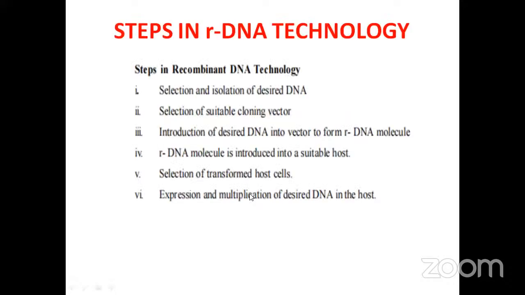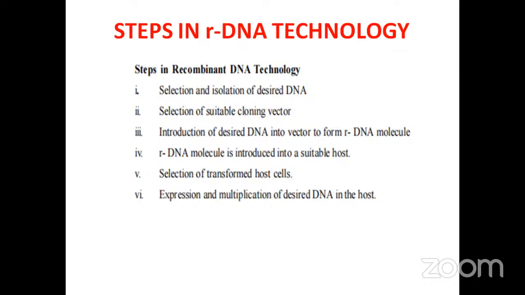Let's see the steps in recombination. I think the brief introduction about rDNA technology is clear. So rDNA, recombination, is the combination of two different genes to get a desirable character in the coming offspring. So that is called rDNA technology. Due to rDNA technology, we get more desirable characters, right? Let's see the process or technique steps in rDNA technology.